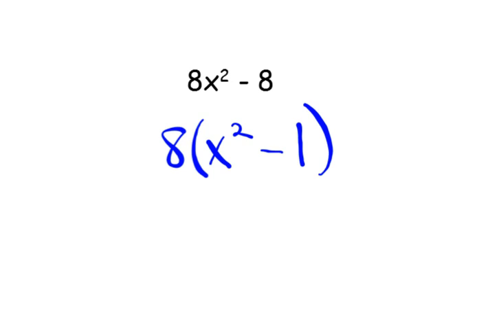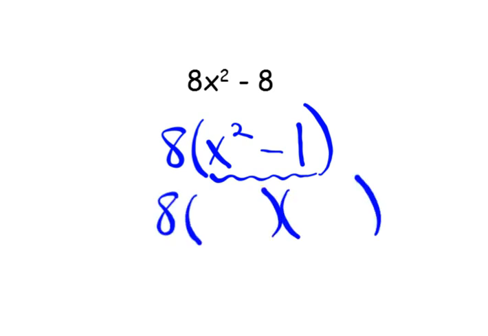And we could stop there, except that x squared minus 1 is a difference of perfect squares. 1 is a perfect square because it's 1 times 1. So if that happens, we can factor a little bit further: x plus 1 and x minus 1.